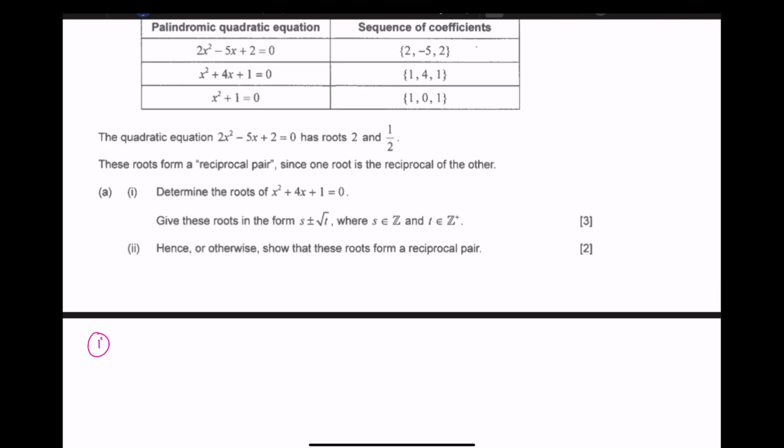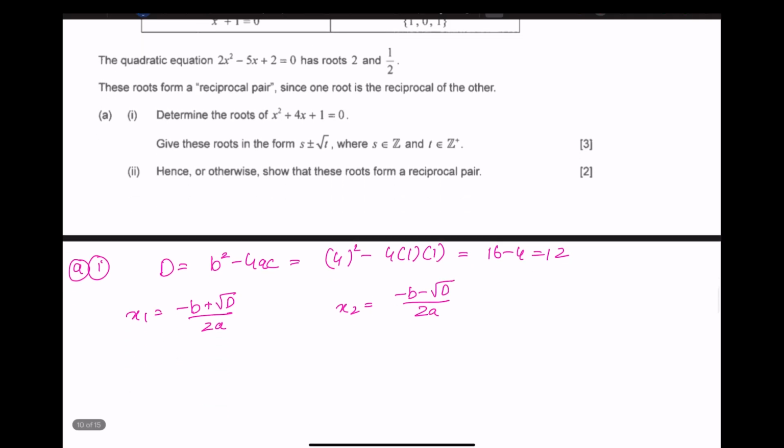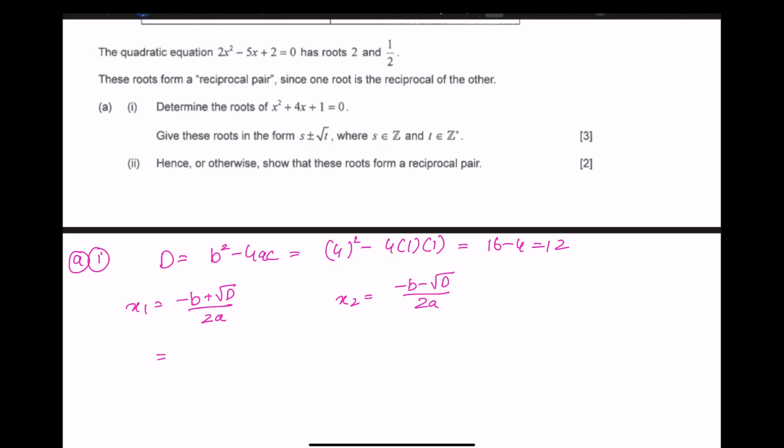Okay, so we have to use this s plus minus root t form, so we have to use the quadratic formula. For the first one, I'll first find the discriminant. Discriminant is b squared minus 4ac. So 4 squared minus 4, a is 1, c is 1, which is 16 minus 4 giving us 12. Root x1 will be minus b plus root d by 2a. The other root would be minus b minus root d by 2a. So minus b, b is 4, so minus 4 plus root 12 divided by 2. This is the first root, and the other root would be minus 4 minus root 12 by 2.